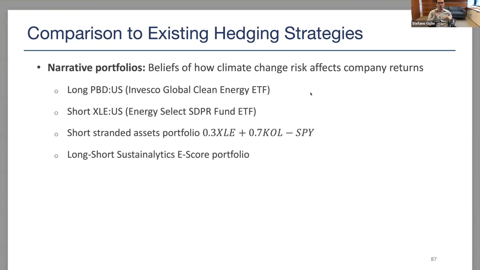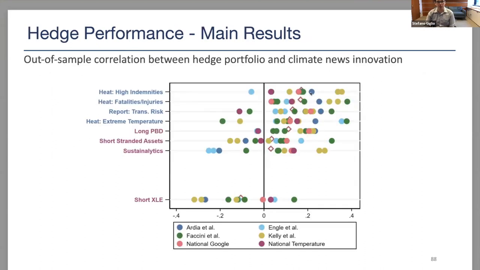Or it's a hedge against transition. Or you could say, maybe I should just short traditional energy. That's also pretty reasonable, because traditional energy, which is mostly fossil fuels, is going to get very affected by that carbon. Or you can do what's called a short stranded asset portfolio, short traditional energy and coal. Or you can do a long-short E-score portfolio like we did in the other paper. If you ask me, I would say these are all kind of equivalent. Unfortunately, their hedging performance is very different.